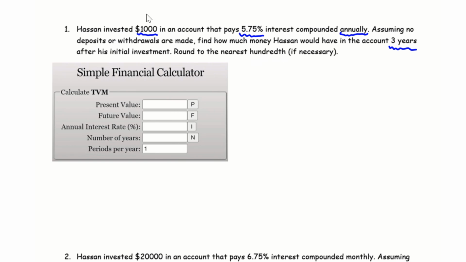So this one is your present value. We are going to put 1,000 here without the dollar sign. The annual interest rate is 5.75 without the percentage, and the number of years is 3. Annually is once per year. Then we press F for future value.